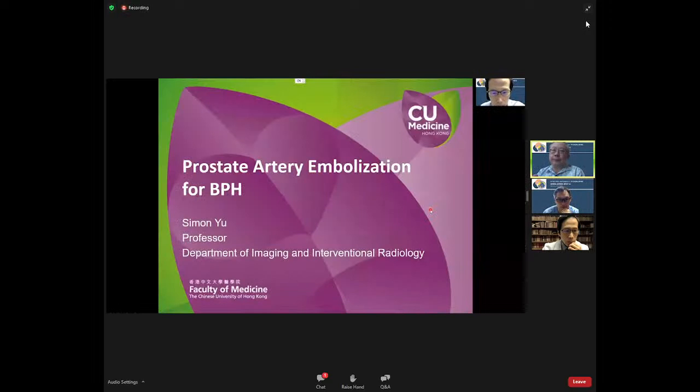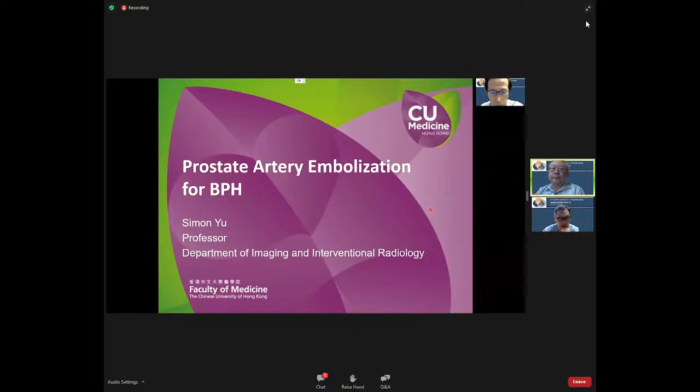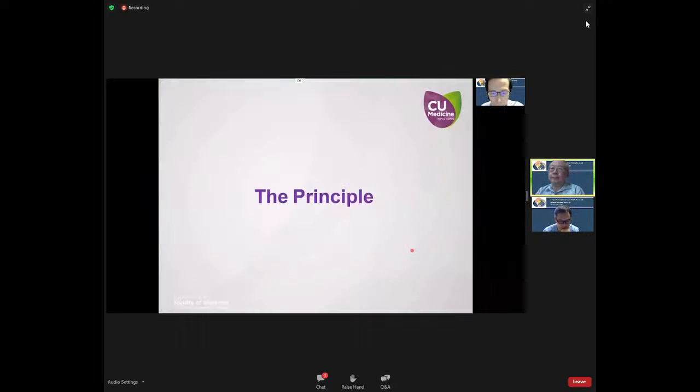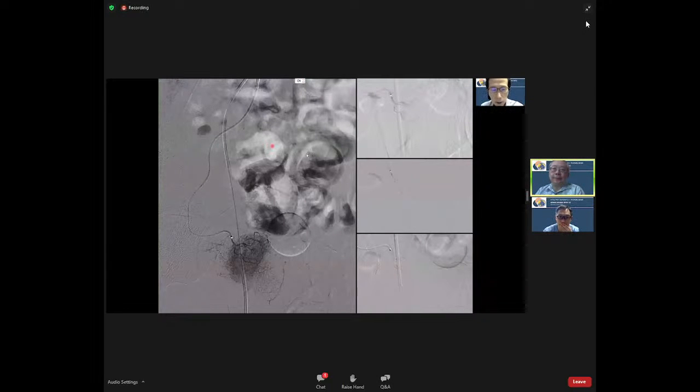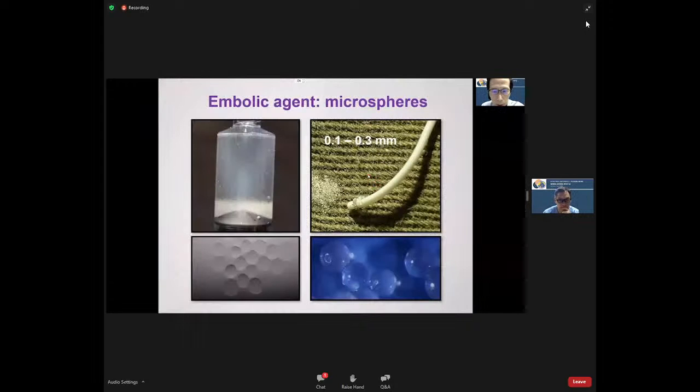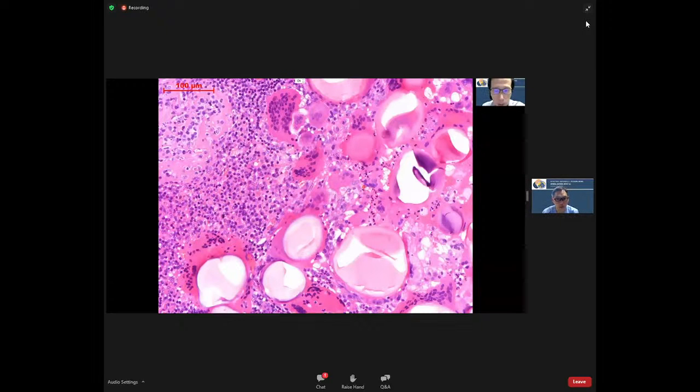Good afternoon, everyone. It is my pleasure to talk on prostate artery embolization. So the goal of PAE is to achieve ischemic necrosis of the prostate tissue. The particles that we use for embolization is a microsphere in the range of 0.1 to 0.3 millimeter in diameter. There is no evidence showing any correlation between the size of particle and the clinical outcome within this range.